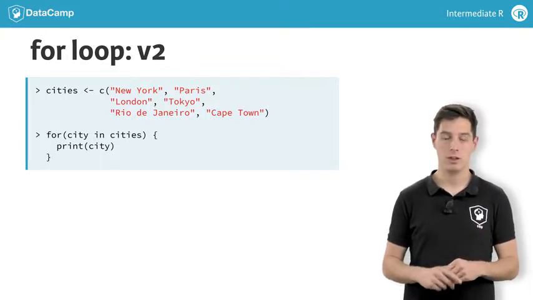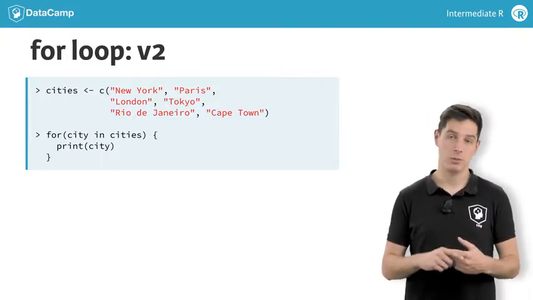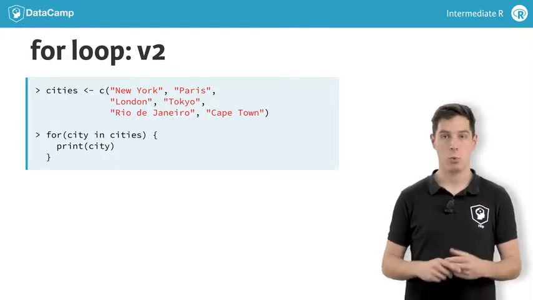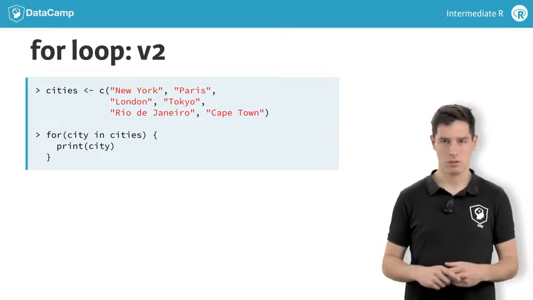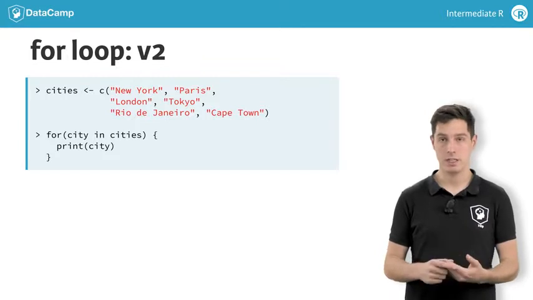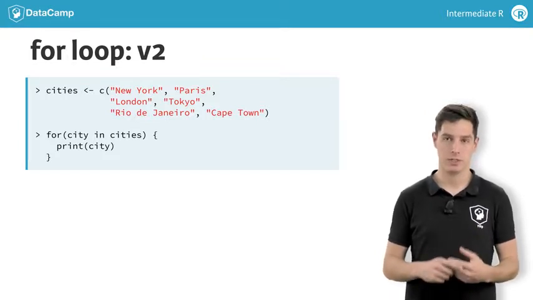In the first iteration, the looping index is 1, and the first element of the cities vector is selected. But what if we want to use this looping index ourselves? There's no way for us to access it. Fortunately, we can easily solve this. Instead of iterating over the cities, we can manually create a looping index ourselves.